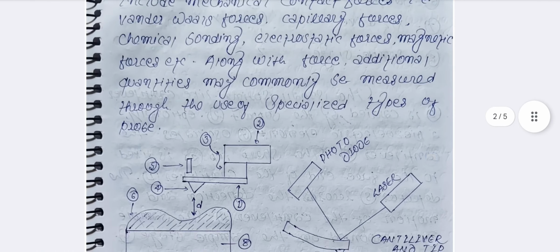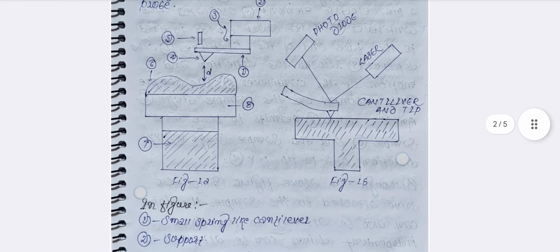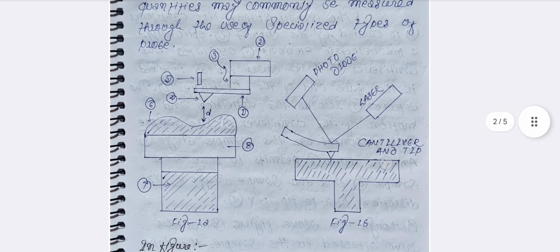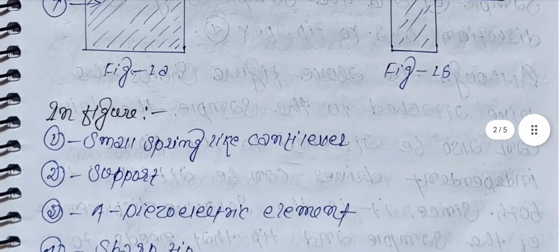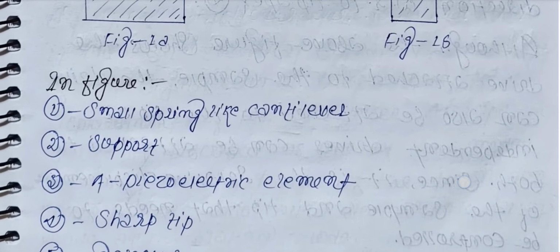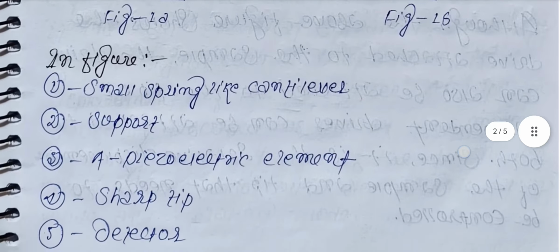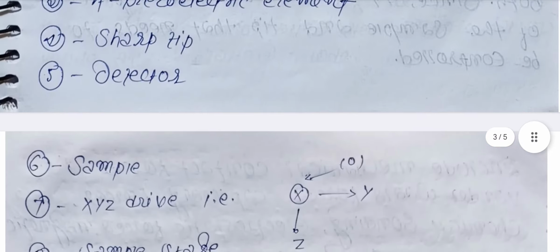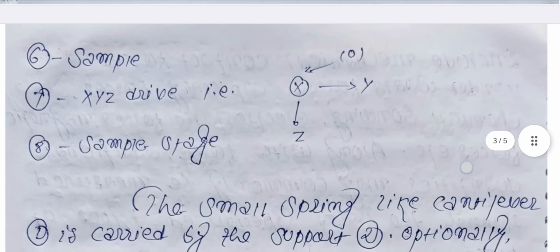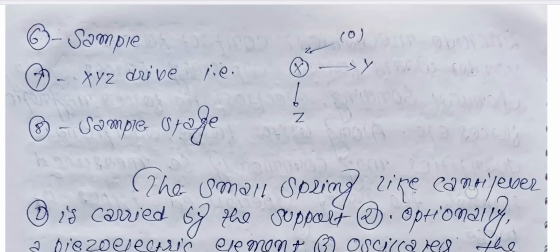You can see the figure, friends. This is the figure you can see in full screen. Photodiode, laser, cantilever, and tip. This is figure A and figure B, friends. In the figure: first, a small spring-like cantilever; second, support; third, a piezoelectric element; four, sharp tip; five, detector; six, sample; seven, XYZ drive, that is X, Y, Z; eight, sample stage.